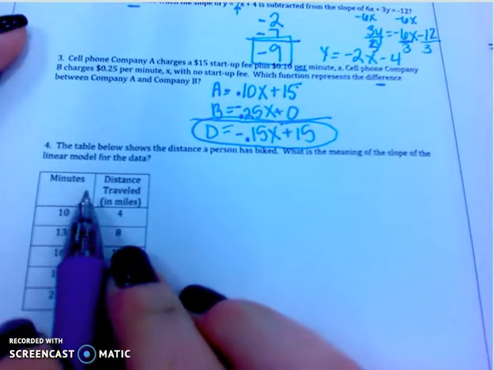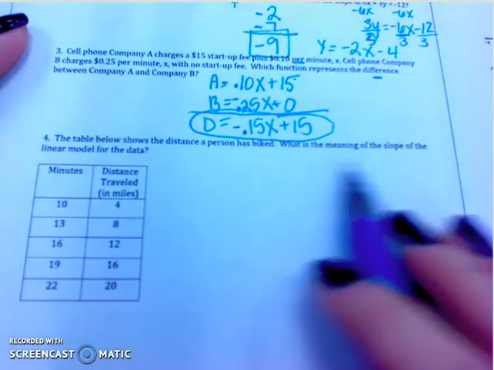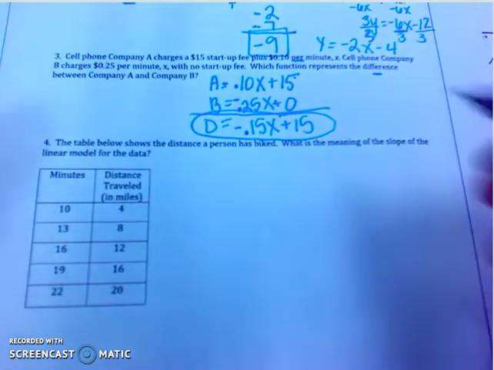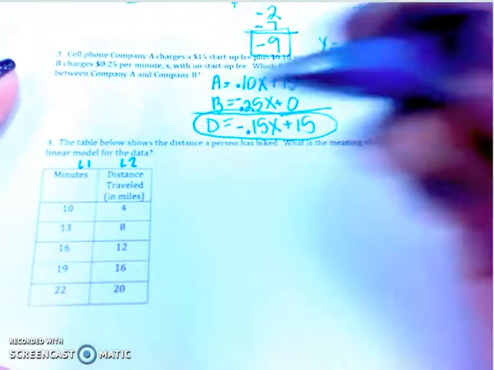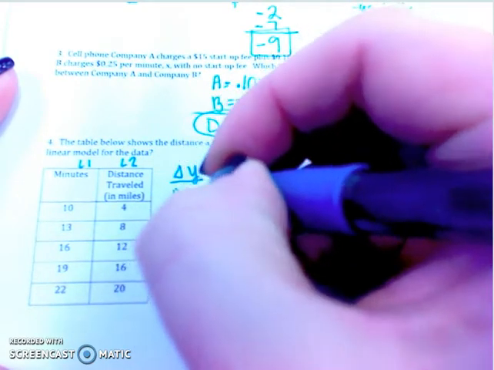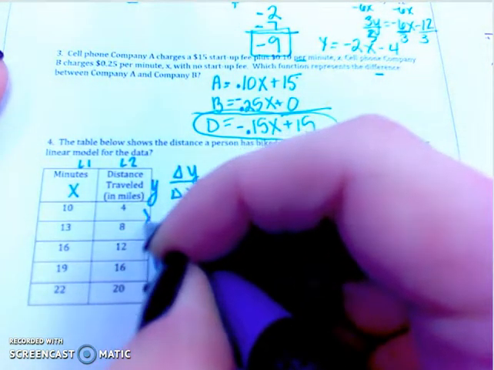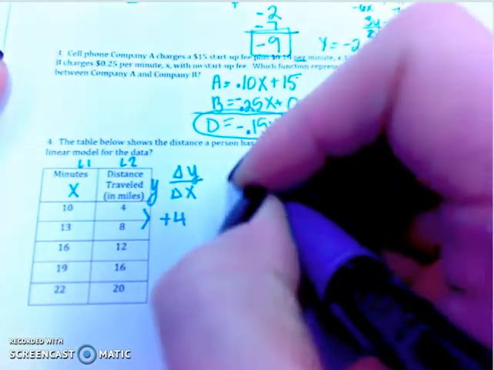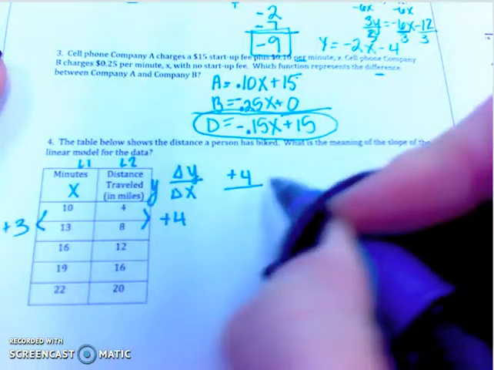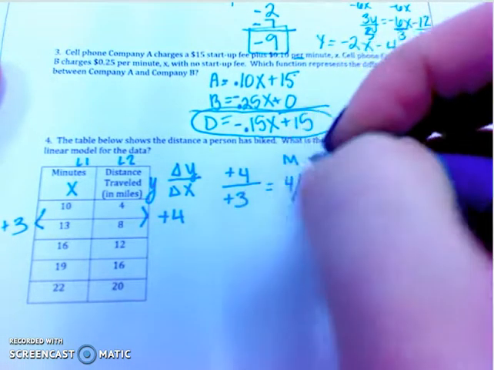Okay. Number 4, the table below shows the distance a person's biked. What's the meaning of the slope for the linear model? So this goes back to interpreting that slope. You could put this into L1 and L2 in your calculator. Or we also know that we could look at the change in y over the change in x. So obviously minutes is x and distance traveled is y. My y is going up 4. Okay, my x is going up 3. So that's just 4/3 is my slope.